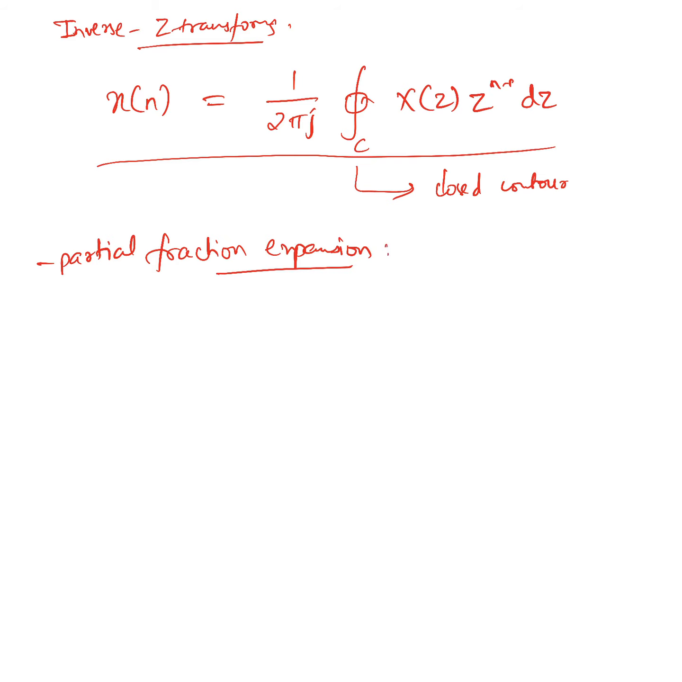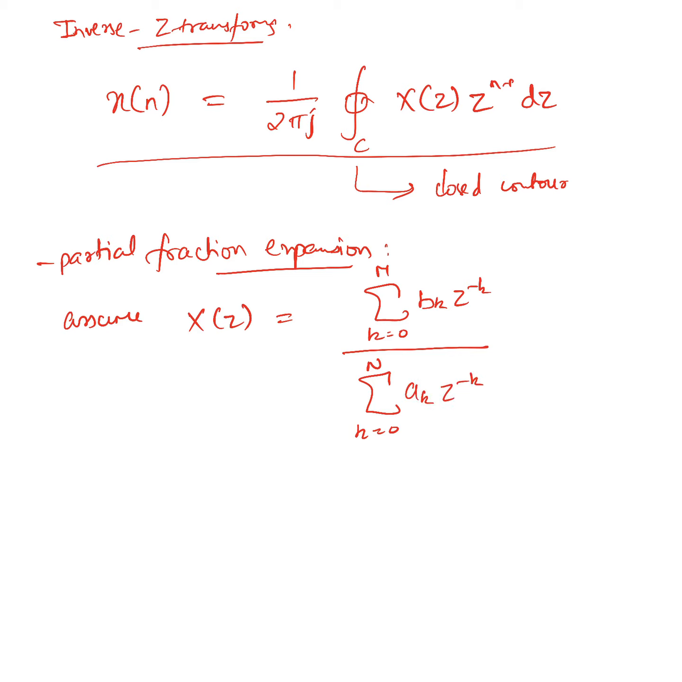Okay, so let's assume that x of z is represented by a ratio of polynomials, like we had seen earlier: the sum from k equals 0 to m of b k z to the power minus k, over the sum from k equals 0 to n of a k z to the power minus k. This is the ratio of polynomials in z inverse, which arises quite frequently when you are doing the analysis of LTI systems.